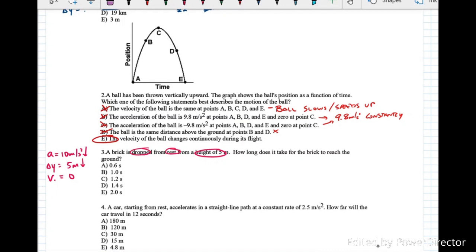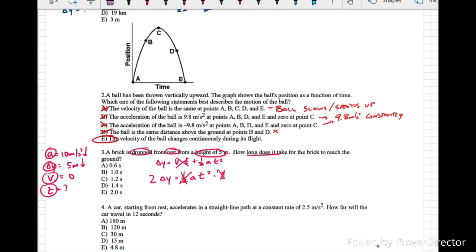How long does it take the brick to reach the ground? How long is a question of time, so we're after time. So I want an equation that has acceleration, change in position, initial velocity, and time. That's delta y equals v0 t plus 1/2 a t squared. And looking at it, since the initial velocity is 0, I can get rid of that whole first term. So delta y is equal to 1/2 a t squared. If I'm solving for time, I got to get rid of the 1/2. So multiply both sides by 2.